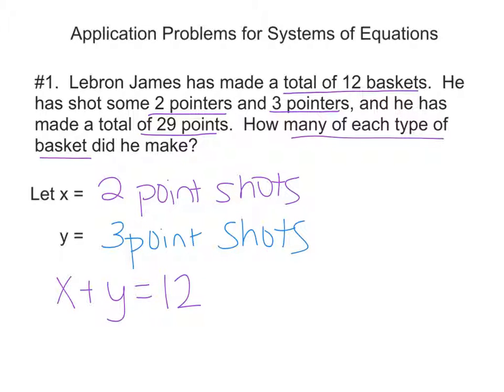So the second sentence says that he has shot 2-pointers and 3-pointers and has made a total of 29 points. So we can use the points with the X and the Y and write our other equation. So we know that he had 2-point shots that were 2 points apiece, so 2 times X, which is the number of 2-point shots he took, plus 3, because the 3-pointers are 3 points, times our Y value, which is our 3-point shots, equals our 29 total points.